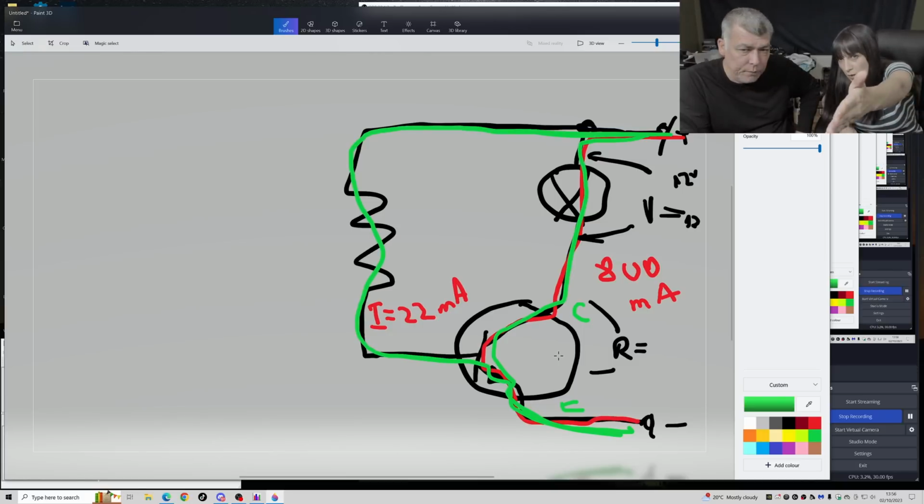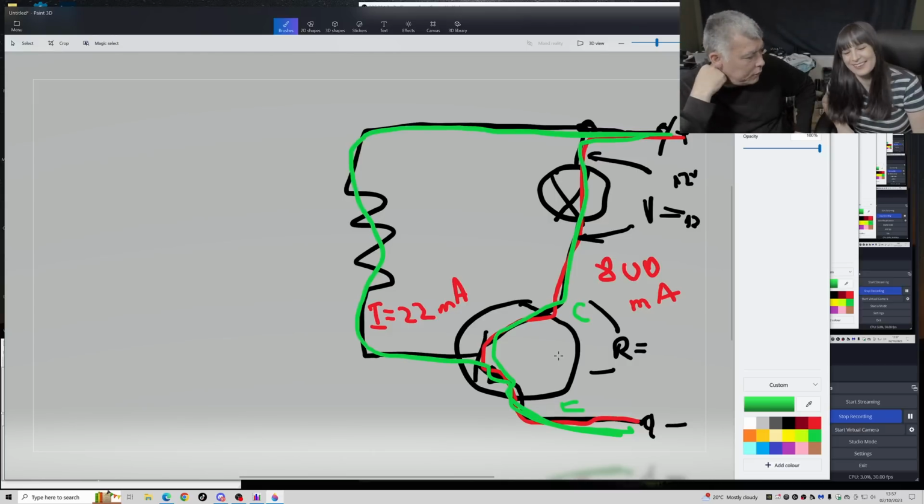It will be the voltage divided by... You want to calculate? Okay, don't calculate. Just tell me the resistance, because it's very simple. I have input 12 volts. I have 12 volts on the light bulb. What will be the resistance there? Just tell me in ohms. How many ohms?